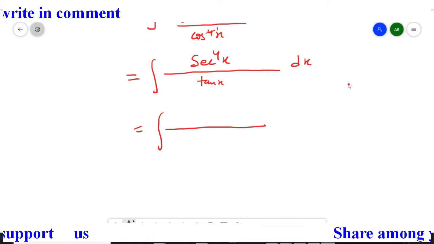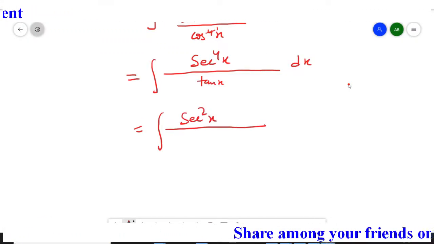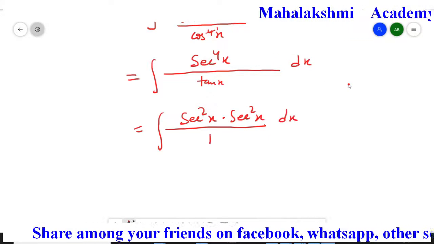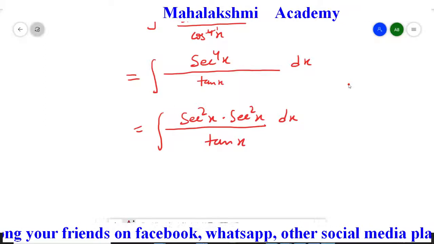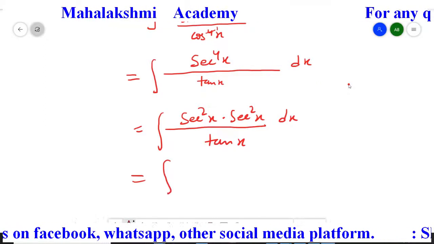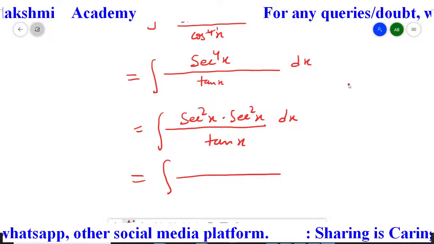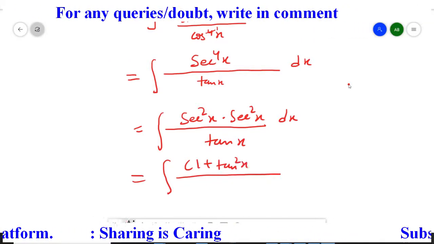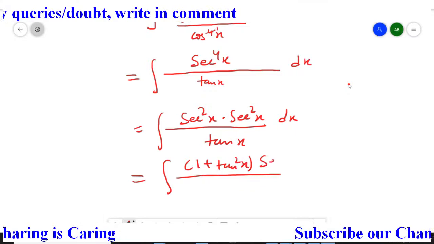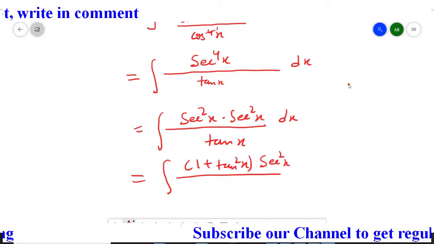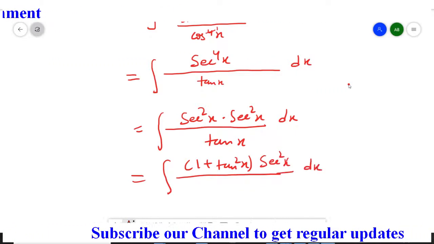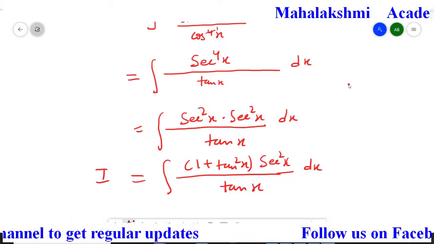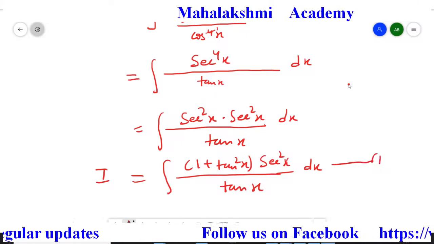I am going to write it as sec square x multiplied by sec square x, then dx and tan x as it is. Now this sec square x, from trigonometric identities, we can write as 1 plus tan square x, then sec square x as it is, and dx as it is, and denominator tan x as it is. We will assume this as the first equation.